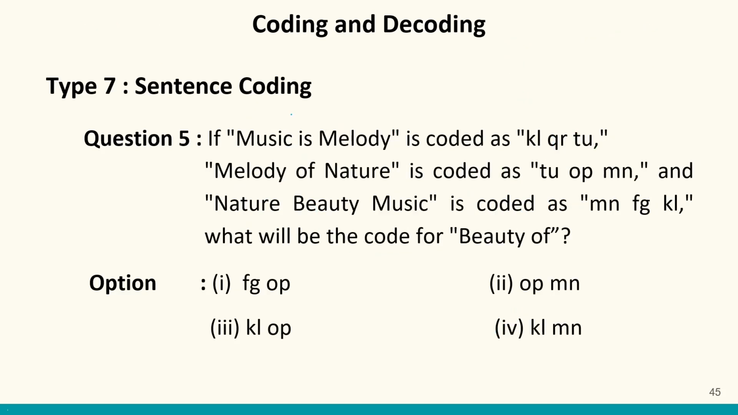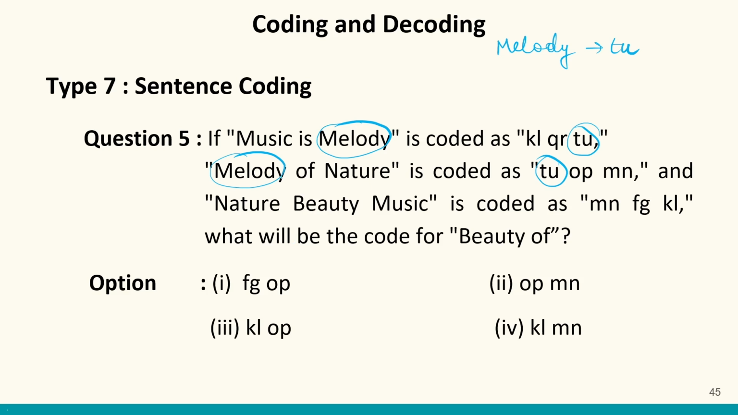Now let us look at this question. Over here it is given music is melody, melody of nature and nature beauty music, and we have to find the code for beauty of. So basically if I look at here, melody and melody, these are the only two common words. This is the only common word in these two sentences. Music is melody and melody of nature. And if I look at the codes KLQRTU and TUOPMN, so TU is the only common code. So melody will be coded as TU.